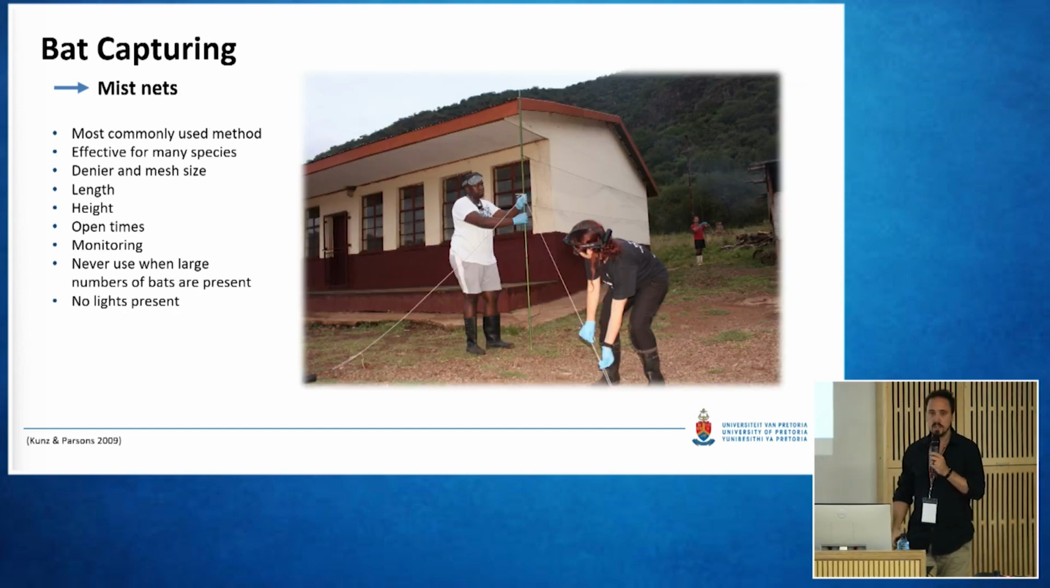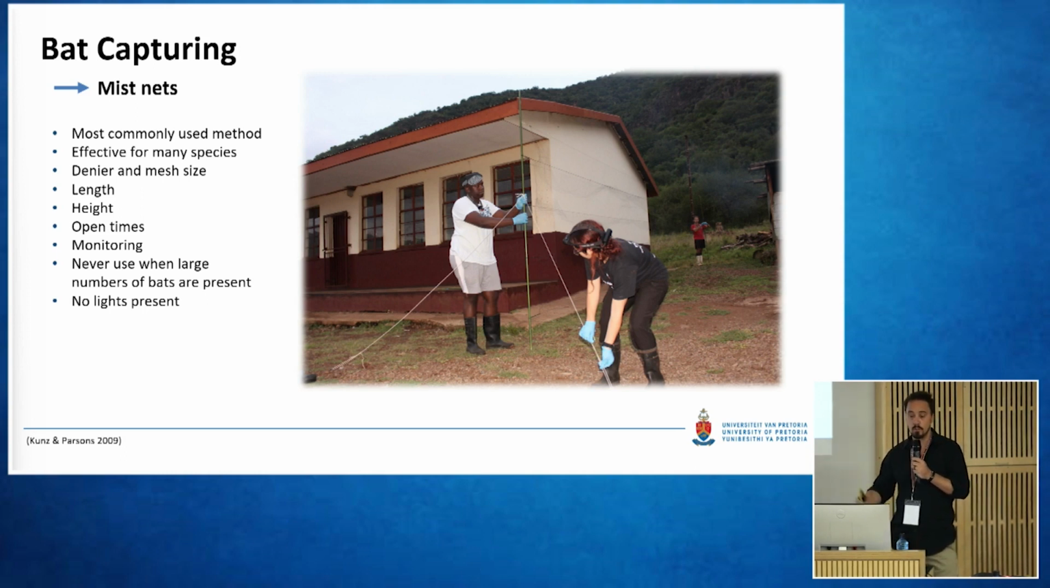So first off, we've got mist netting. Now, mist netting is one of the more common methods to use. It's also very popular with bird research, so a lot of people would have seen these. I also want to apologize. I know a lot of people would have seen a lot of this presentation, but there are people in the audience who have never captured bats or worked on bats before.